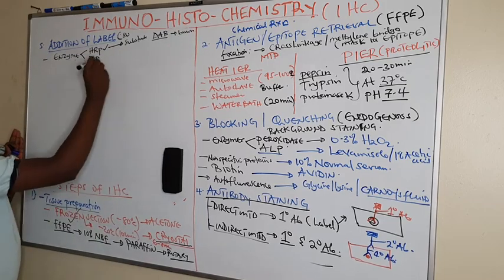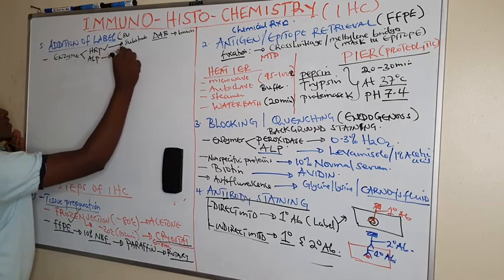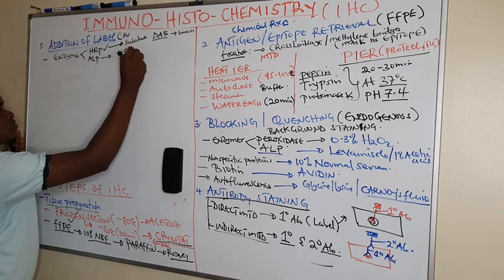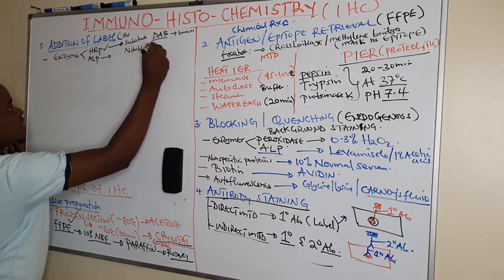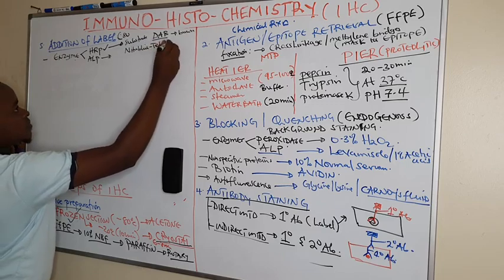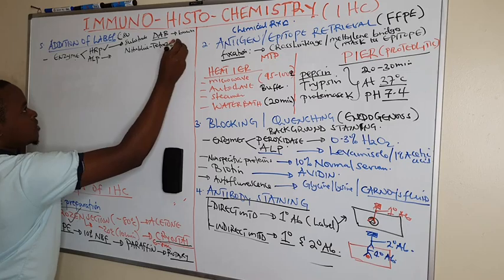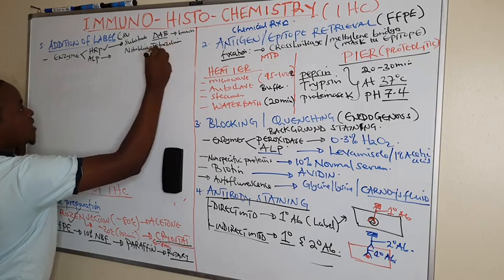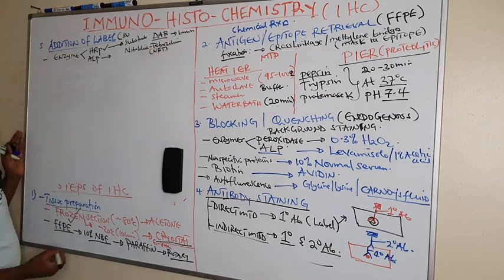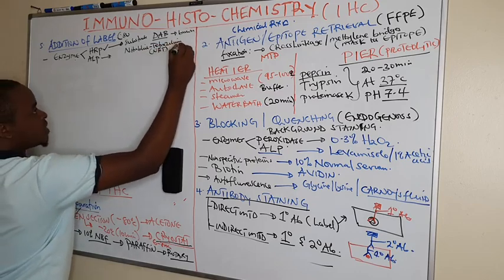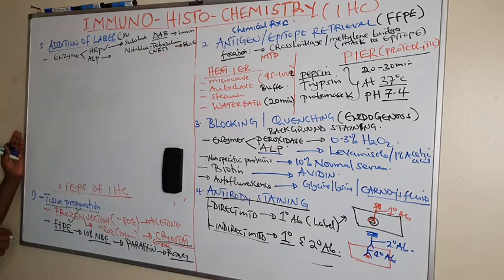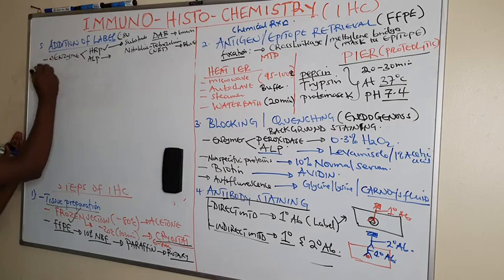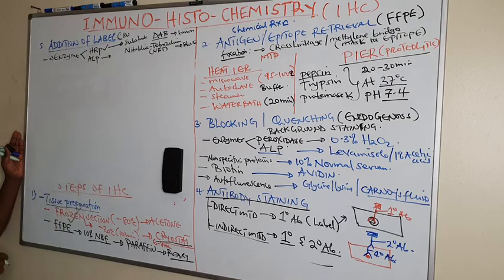Brown color is formed. For alkaline phosphatase, we use nitroblue tetrazolium, which is abbreviated as NBT, and it produces the blue color where there is an antigen antibody complex. So this is part number one, when we use enzymes as a label, which are conjugated to the antibody.